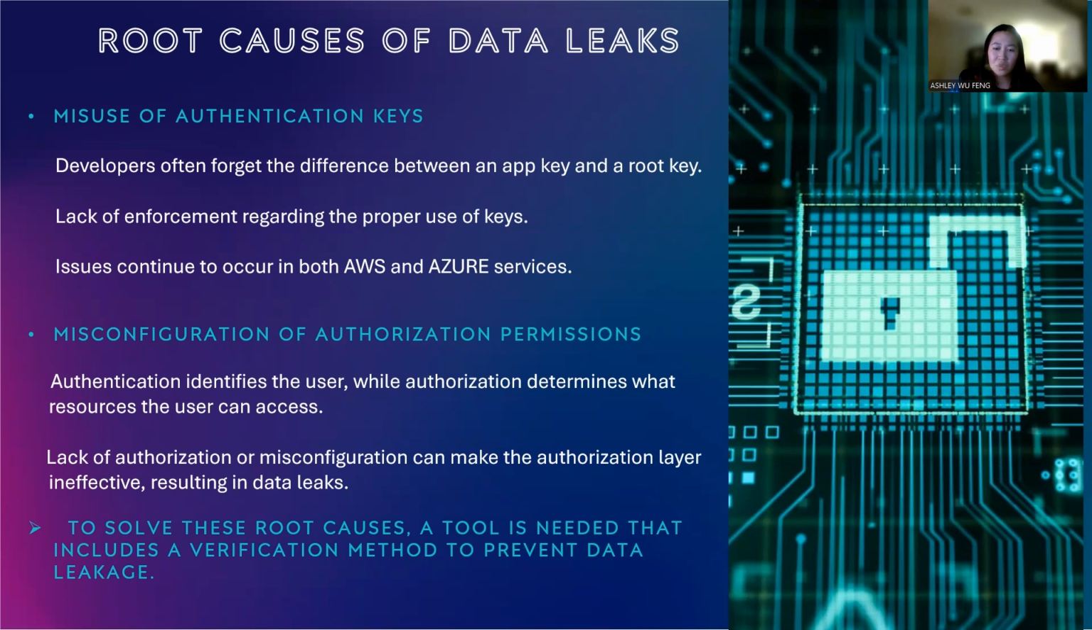First, key misuse, where developers mistakenly embedded root access keys into the apps, giving full access. This issue continues to occur in both AWS and Azure services. Second, misconfigured permissions, where developers don't set up access rules properly, leaving databases wide open to unauthorized access. Lack of authorization or misconfiguration can make the authorization layer ineffective, resulting in data leaks. To solve these root causes, a tool is needed that includes a verification method to prevent data leakage.